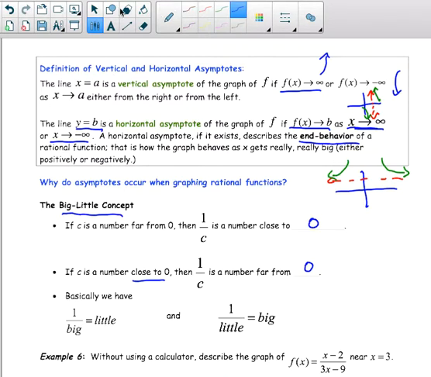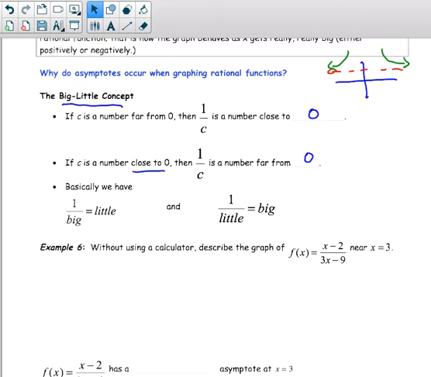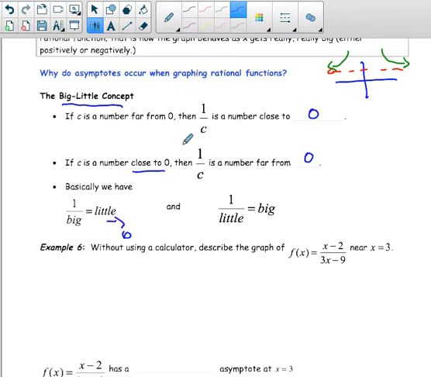So to summarize this, we can say 1 over big, so 1 over a really big number is a little number. So that little number is kind of close to 0, right? And 1 over a little number, something close to 0, is really big. Okay, so how does that apply? So if we take 1 divided by a large number, that happens when we get horizontal asymptotes. Maybe it's going to approach 0. And 1 over a really little number is going to give you something big. That's going to be when we get vertical asymptotes. So using that idea, let's take a look at example 6.